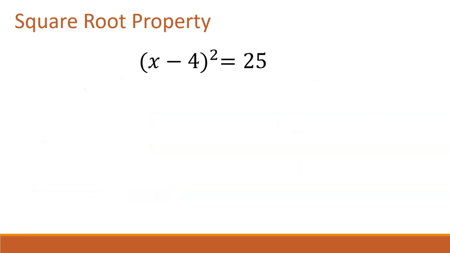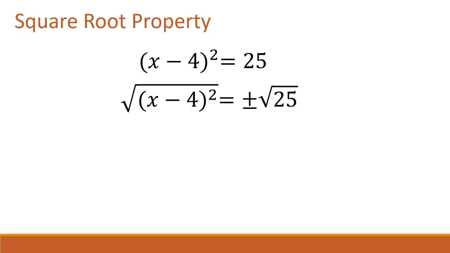We'll use the square root property to undo the square that we see on the left side of this equation. When we do that, we can see that x minus 4 is equal to plus or minus 5. Now we're not quite done because we want to know what x is, not what x minus 4 is. So we'll have to do one more step, and that's add 4 to both sides of the equation.